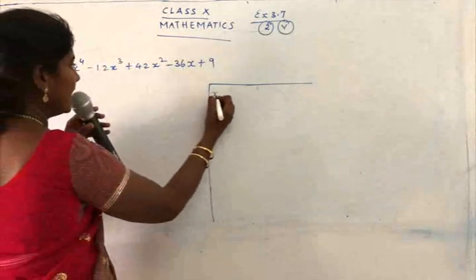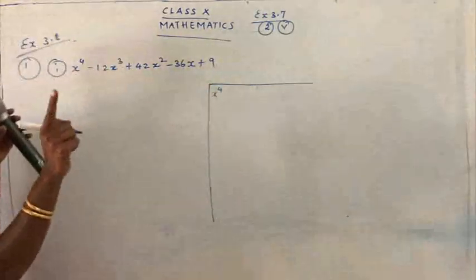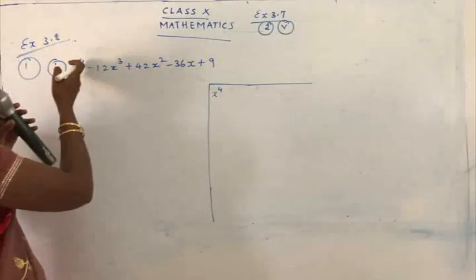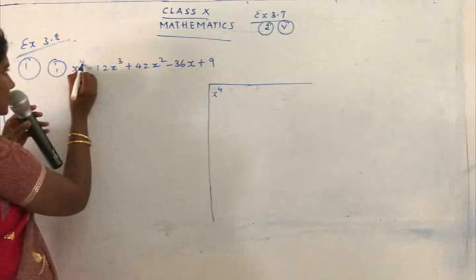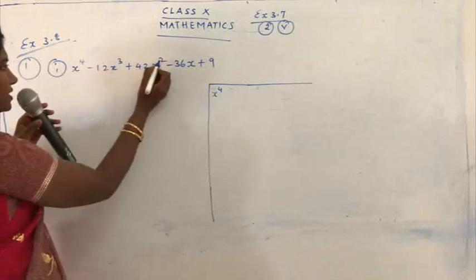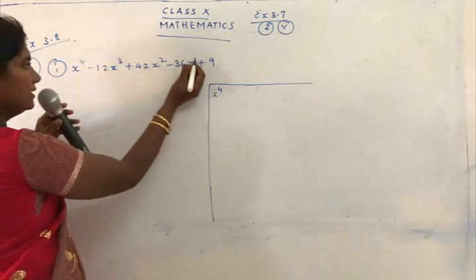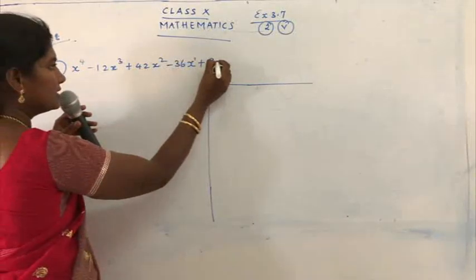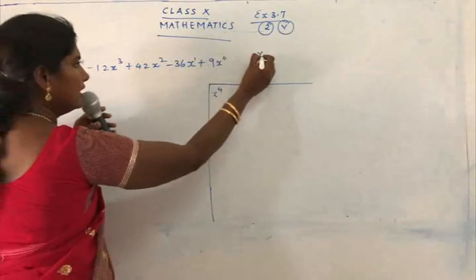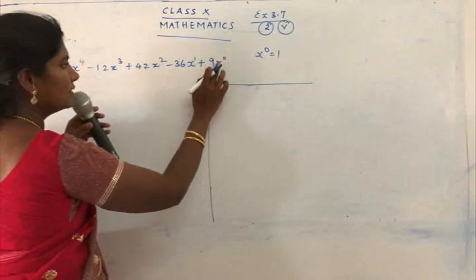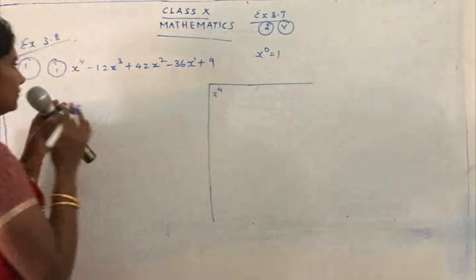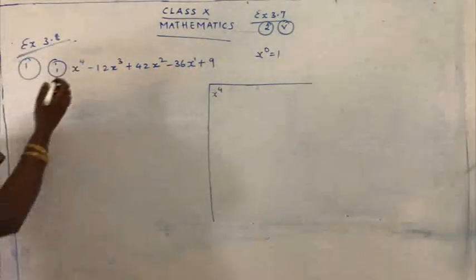So x raised to 4. Why is it in standard form? Again I'm saying standard form is where the order is proper. It's a decreasing order. See here, the first power was 4, next is 3, next is 2, next is 1 here, and you don't have any number, so it's taken as 0. Anything raised to 0 is equal to 1. So what is the degree here, or what is the power here? The power is 0. So the polynomial is in standard form.